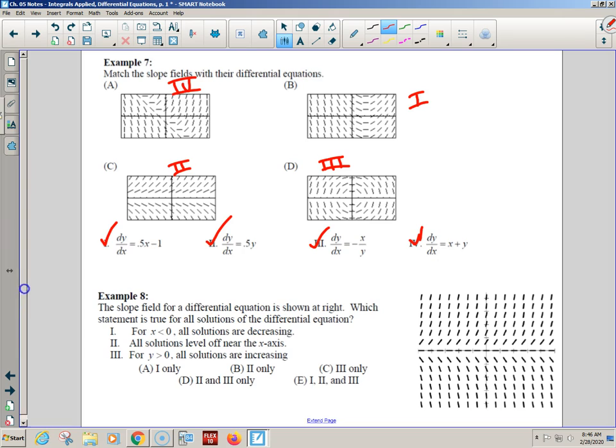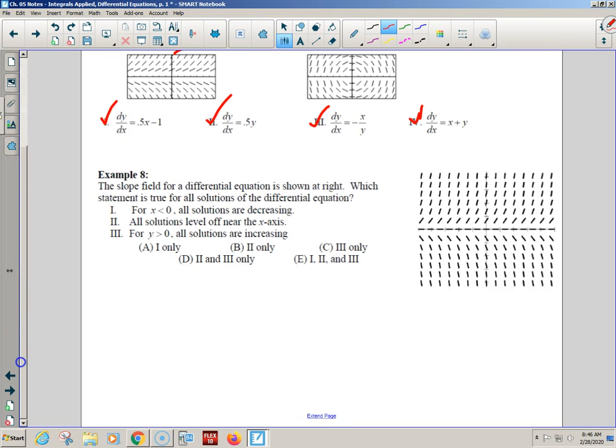But down here, example 8, it got a little more interesting, right? The slope field for a differential equation is shown at right. Which statement is true? For x less than 0, what part of the graph am I talking about? What 2 quadrants will x be less than 0? Yeah, if x is less than 0, x's are negatives. What quadrants are x's negatives? Second and third. So I'm looking at second and third quadrants.